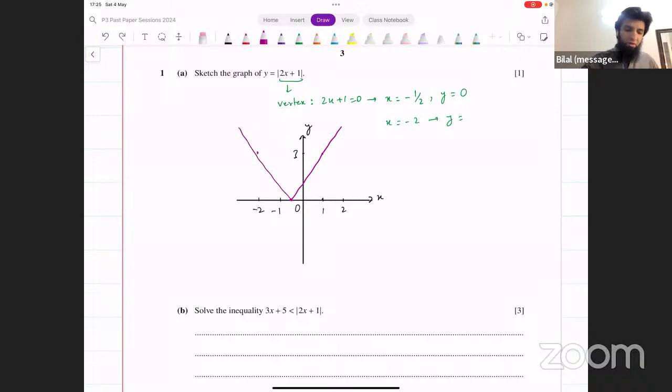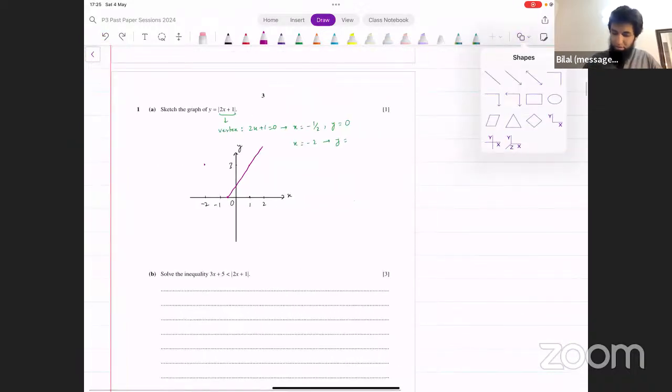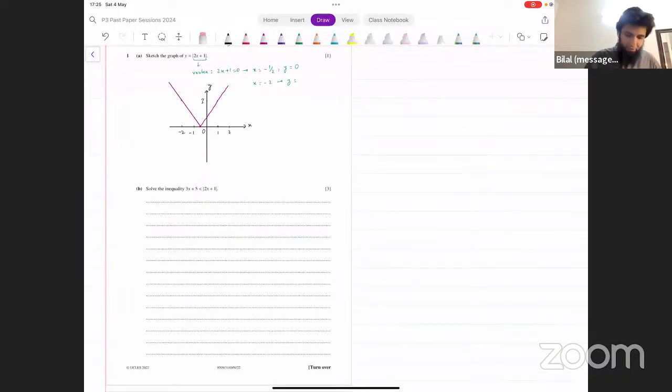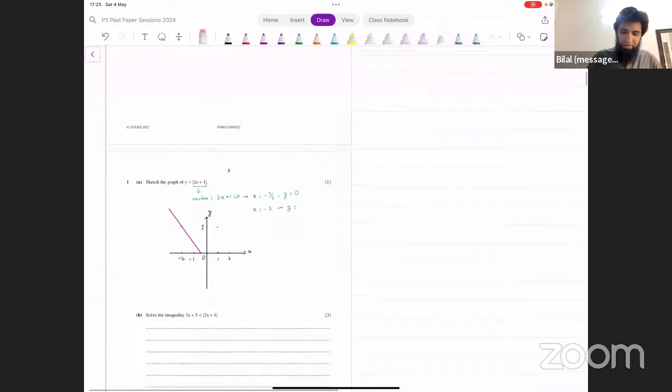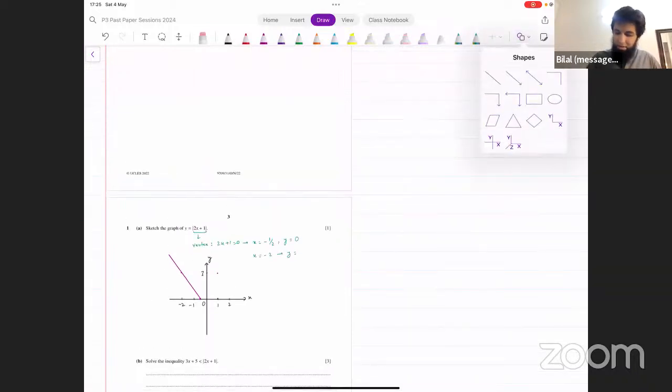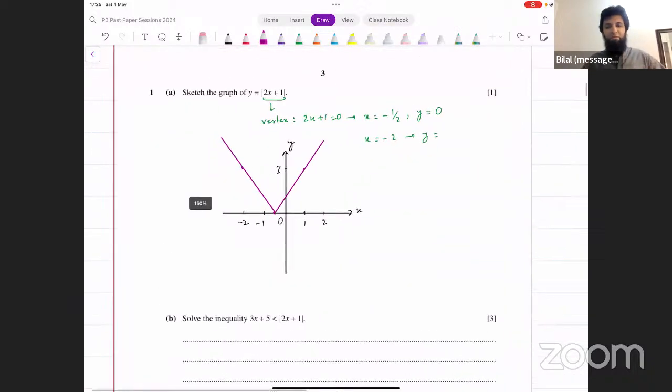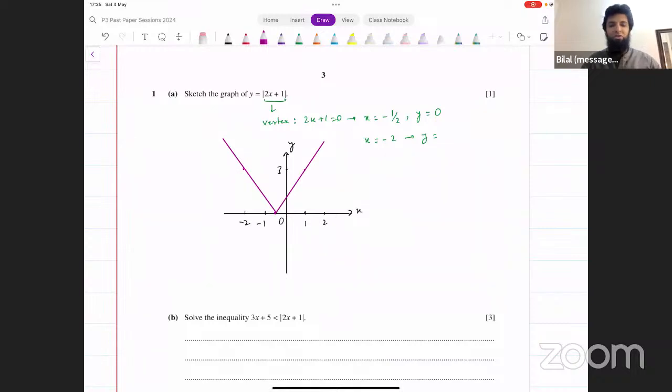Make sure that you're using a ruler for this. Let me see if this works for me. Yeah. So this is what it's going to look like. On one side, on the other side, it's going to look like this. This is what the modulus graph looks like. So you start from the vertex, take 1 point to the left of it, take 1 point to the right of it, and then just join those points like this.